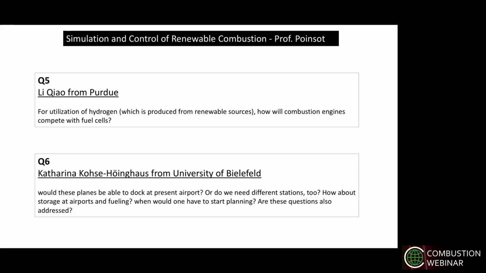Her question is about your research. Would this plan be able to dock at the present airport, or do we need different stations? How about storage at airports and filling? When would one have to start planning? Is this question also addressed?